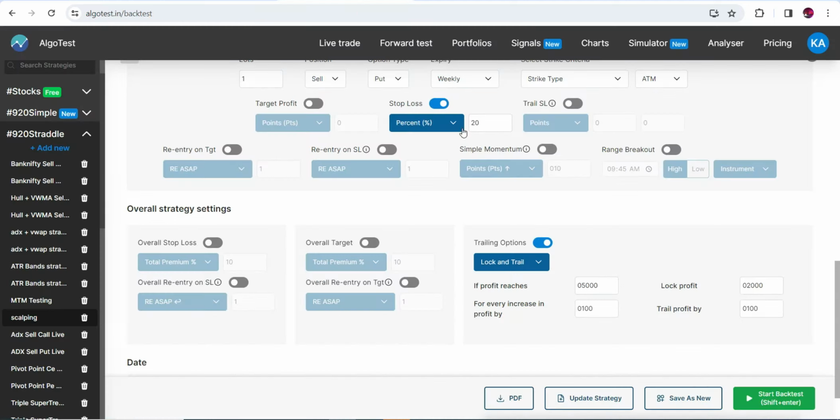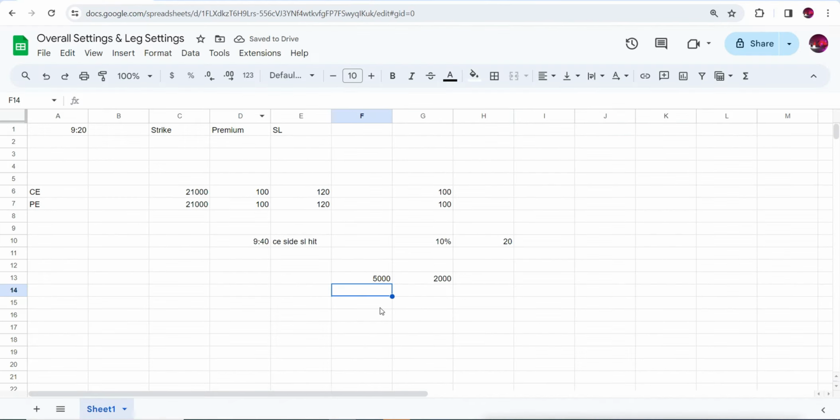Now, what our setting does is, it will trail 100. What 100 means is, if my profit increases by 100 rupees, from 5,000 to 5,100, it will trail my locked profit to 2,100. Again, if profit increases by 100 more, to 5,200, it will lock my profit at 2,200.